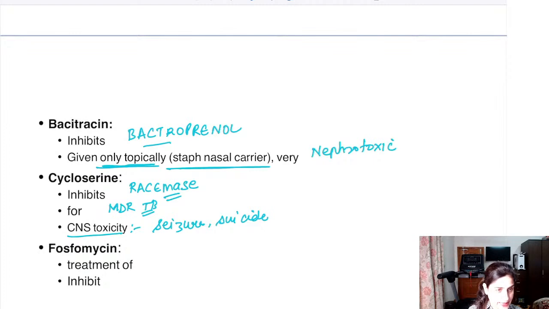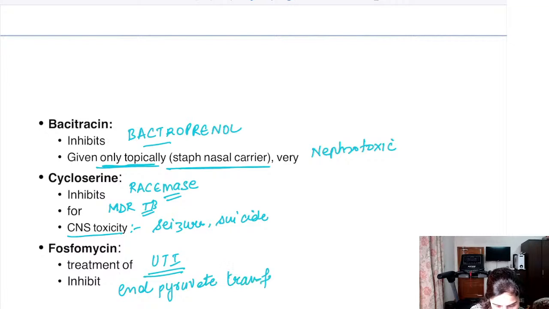Then phosphomycin. Phosphomycin is only and only used in the treatment of urinary tract infection. That is the only use of phosphomycin. It inhibits enol pyruvate transferase, the first step. Hope this is what is usually more important for you to know. For these three, that is more than enough.